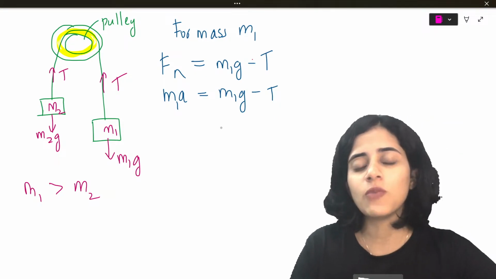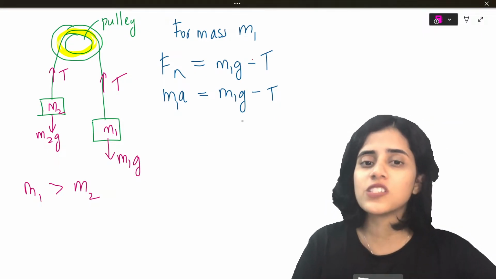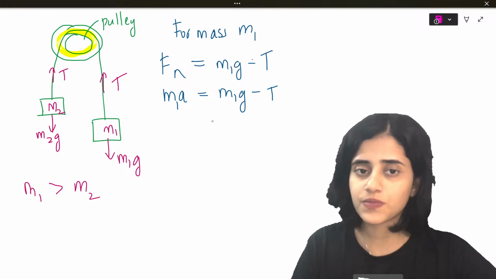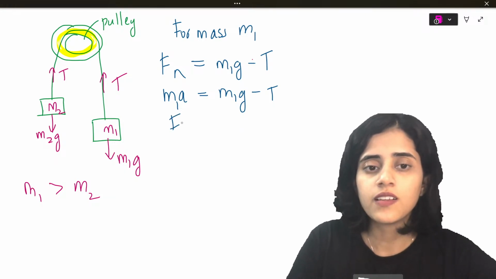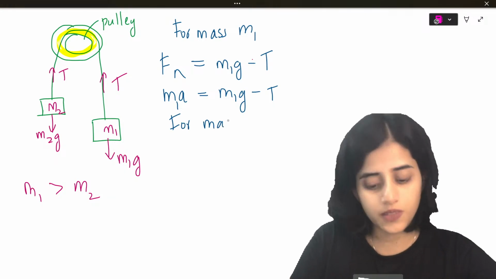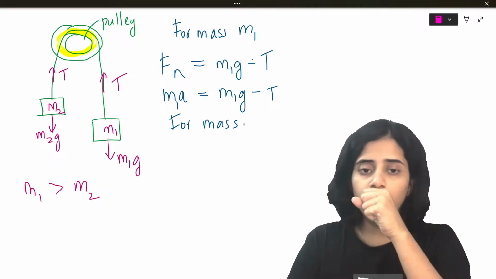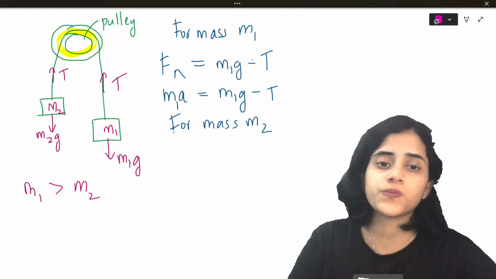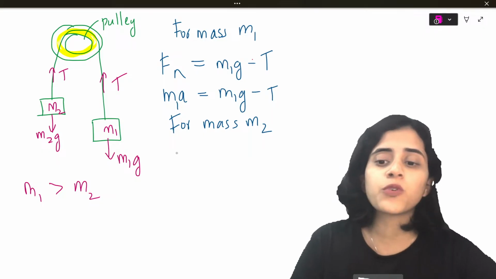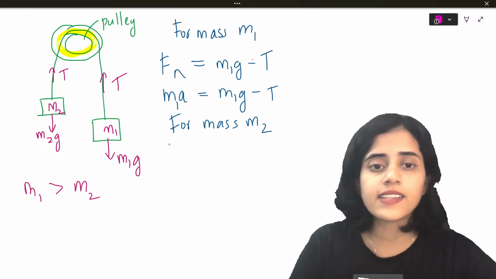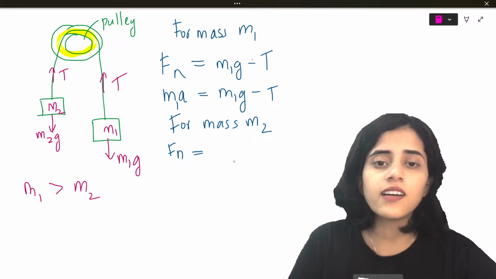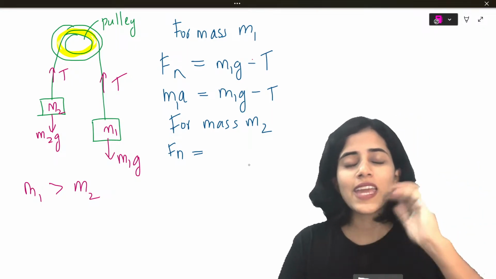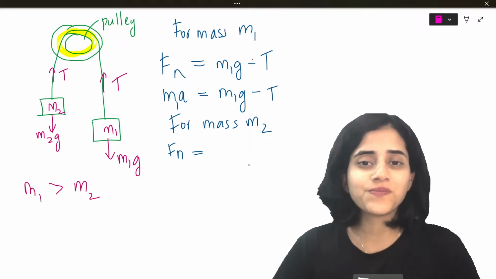Okay. So M1A is equal to M1G minus T. Is this much clear? Now we'll do the same thing for mass M2. For mass M2, what will we do? Again, let's take the net force. Here, the net force will be how much? M2 is going up or down, you tell me.